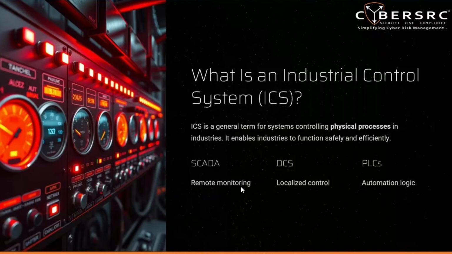So the first component is SCADA. SCADA means supervisory control and data acquisition. It helps us visualize and control all the assets that are present in different geographical locations in the field. Then we have DCS, distributed control system, which manages complex interconnected processes. And then we have PLCs, programmable logic controllers, which execute automated tasks at a device level. There are many more systems and a vast architecture, but for now, we can continue with these.